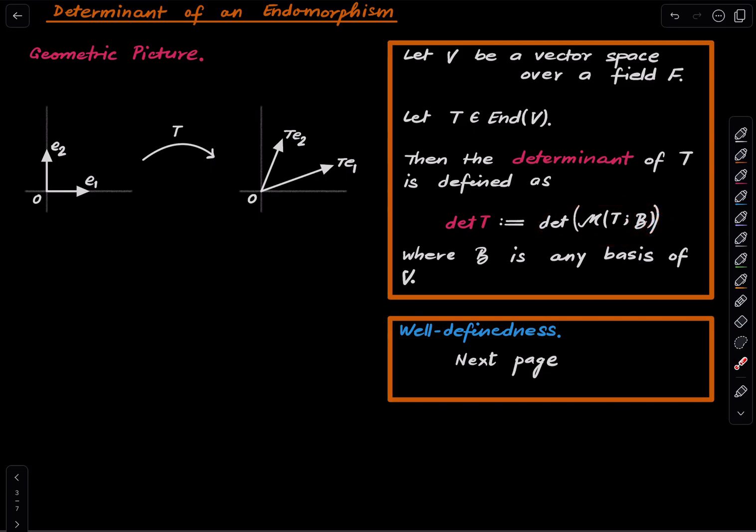So once we prove that, we would have a well-defined notion of the determinant of any endomorphism on a finite dimensional vector space. Okay, so let's get into that. Very simple. It's going to be a very simple thing. It will only use the change of basis theorem and the formula for the determinant of the product of two matrices.